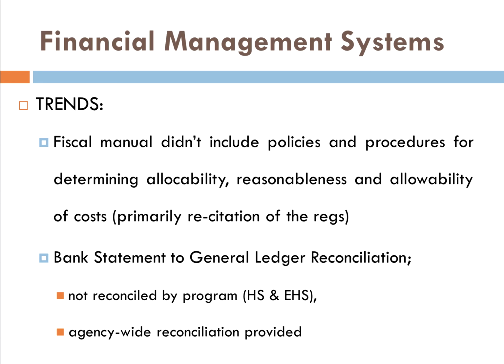The next trend is that your bank statements are reconciled back to your general ledger. One big thing he saw across a lot of the programs was that they're not being reconciled by program. So you get $100,000 and you disperse it, $50,000 to Head Start and $50,000 to early Head Start, but you're not reconciling back to that program fund in your general ledger.